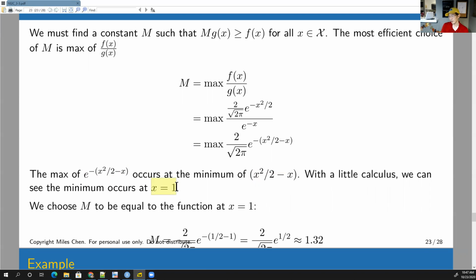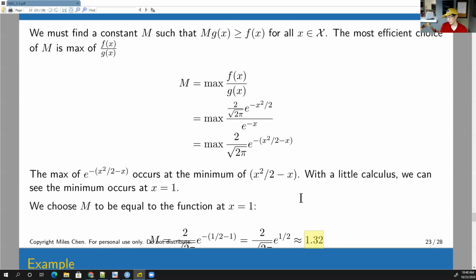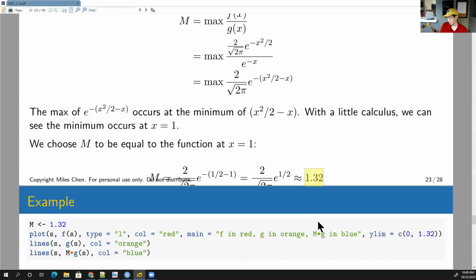The minimum is going to occur at x equal to 1 here. So the maximum of this is going to be at the minimum of this, and the minimum is going to happen at x equal to 1. If you plug in 1 into this, you're going to get m equal to 1.32. Always round up because m needs to be at least greater than this. So we round up and we get m is equal to 1.32.